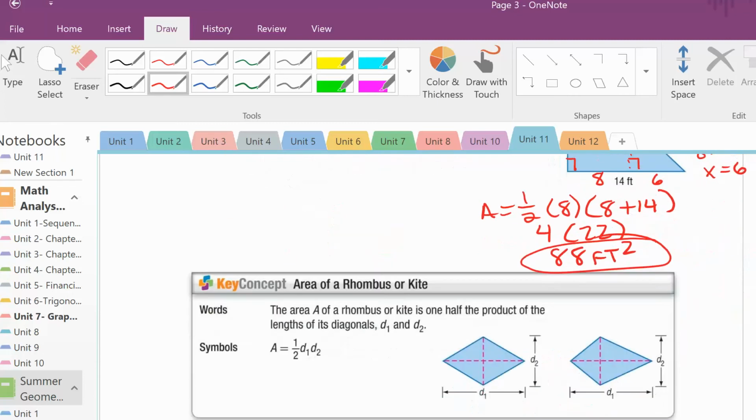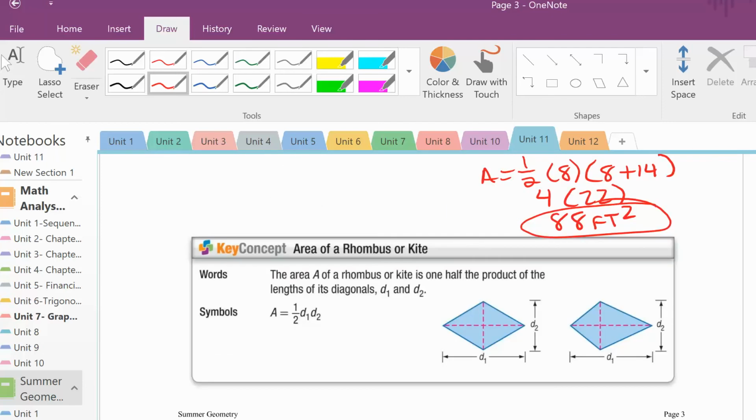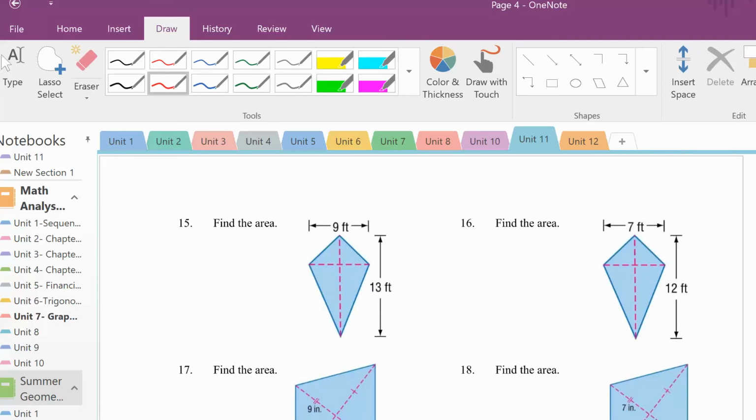All right, to find the area of a kite or a rhombus, they are both the same. The area of a kite or a rhombus is 1/2 the product of the diagonals. So you have to go 1/2 diagonal 1 times diagonal 2. So for example, if you want to find the area here of this kite, one diagonal is 9 feet, the other is 13 feet. So you go area is equal to 1/2 of 9 times 13. So 9 times 13 is 117. So half of 117 is 58.5 square feet.